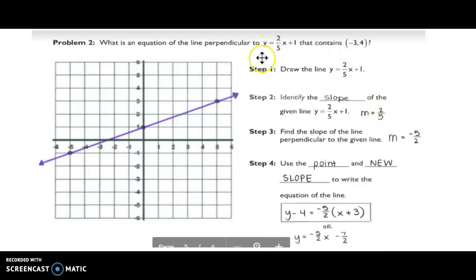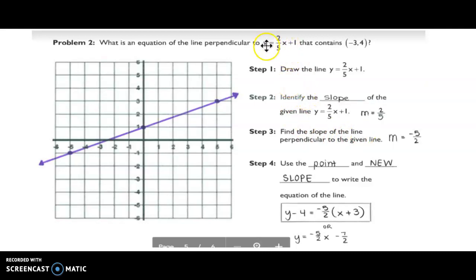And here, just a quick example. Just wanted to draw your attention to a couple of things. What's the equation of a line perpendicular to this line, y equals 2/5 x plus 1, and through the point negative 3, comma 4? Okay. So you are going to be asked to show work. All right.